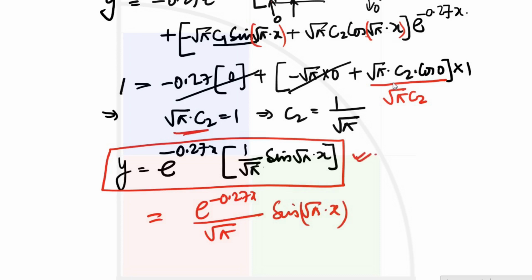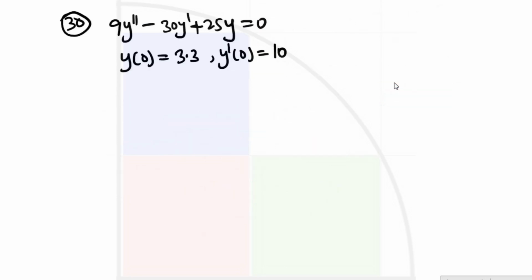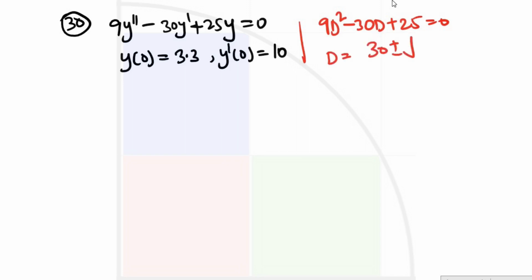Okay. So now we can move to the next question, which is probably the last question of this section, which is question number 30. Question number 30 is, form here the auxiliary equation 9D squared minus 30D plus 25 is equal to 0. D will be 30 plus minus square root of 900. Minus 4 times 25 is 100, times 9 is 900.